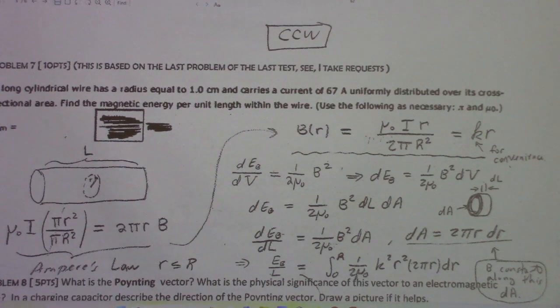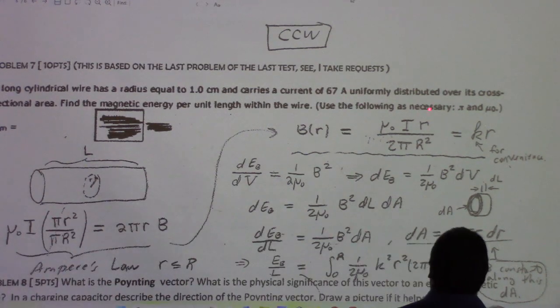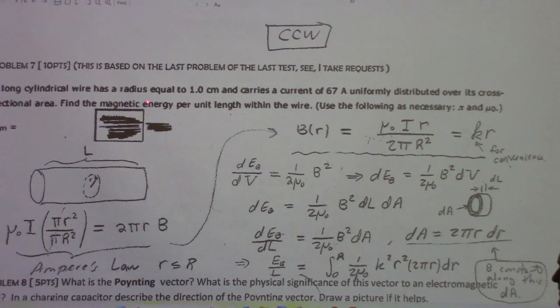A long cylindrical wire has radius 0.1 centimeter and carries a current of 67 amps uniformly distributed across its cross-sectional area. Find the magnetic energy per unit length within the wire. Oh, well, we're not to this material yet. I should probably come back to this, but just to tell you briefly. No, let me not do that today.